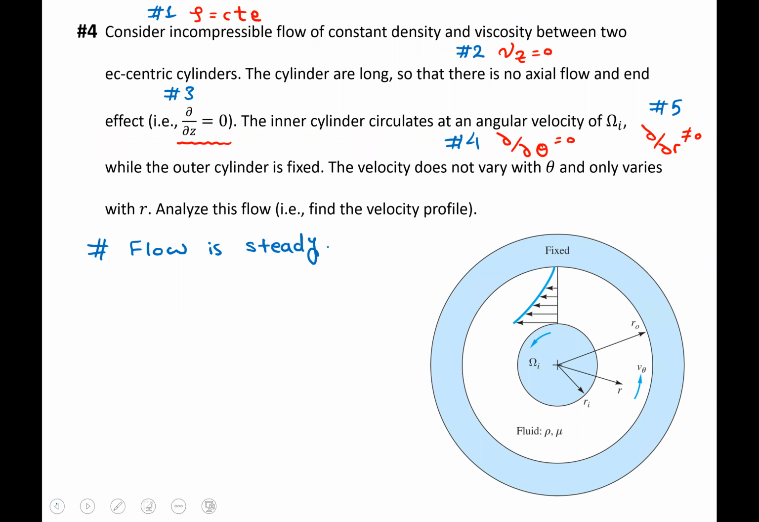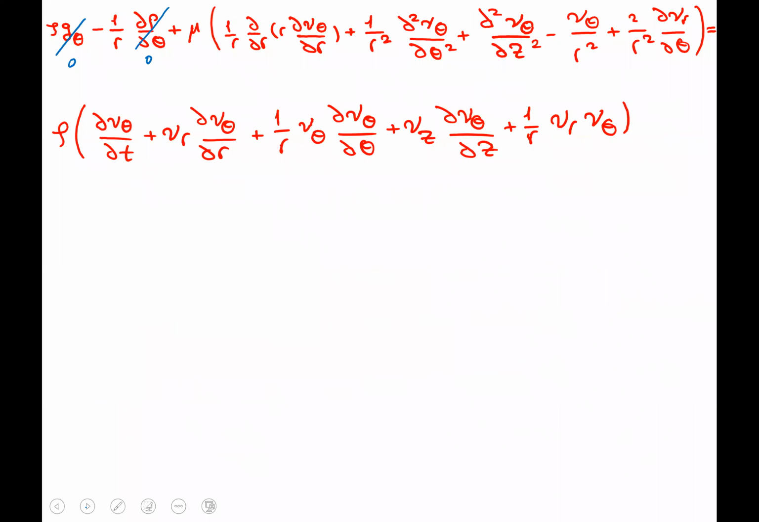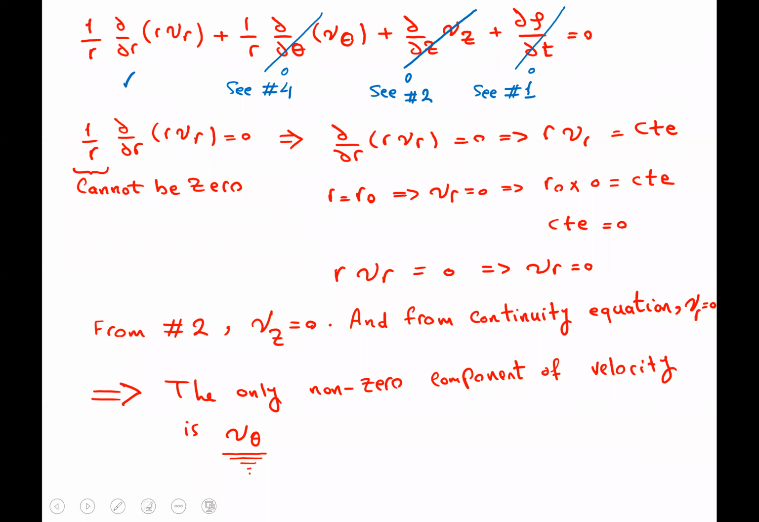Look at number 4. The first derivative with respect to theta is always 0. It says velocity does not vary with theta. So we don't have variation in theta direction, meaning that we also don't have a pressure gradient in theta direction. So you can say that that term is also 0. Then this term is not 0 because we do have v theta. And if we go back here, remember, this is what we found by solving the continuity equation.